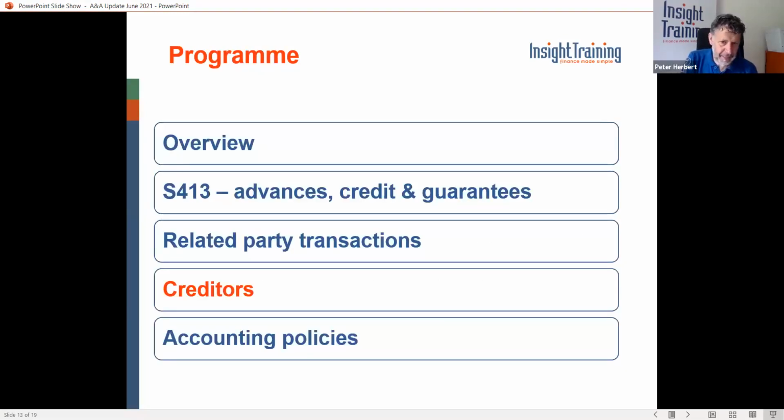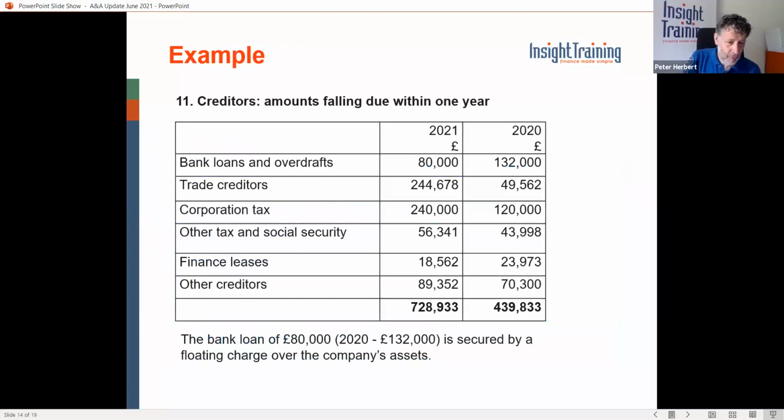Okay, let's move on to creditors. What I've got here, again, is a typical creditors note that we would see in a set of accounts. There are a number of points to make here. And I think this one would really reinforce the fact that in some senses, this is more detailed than would really be required.